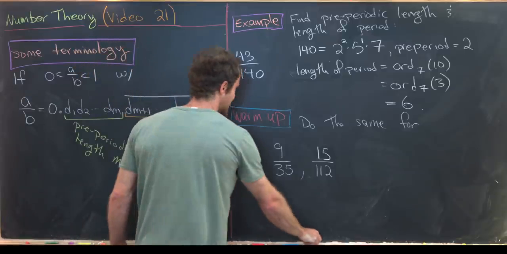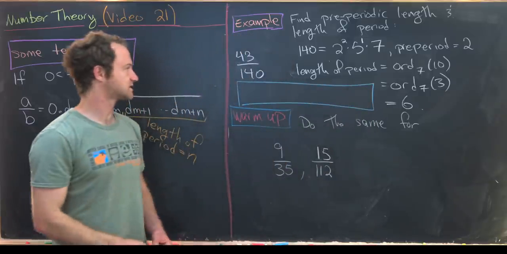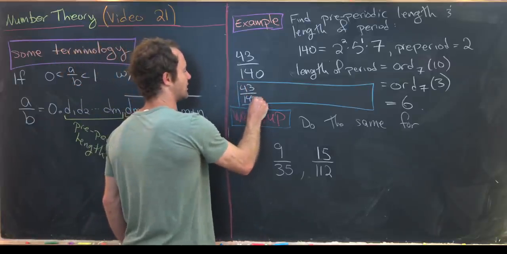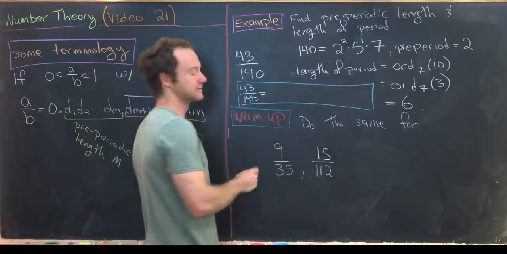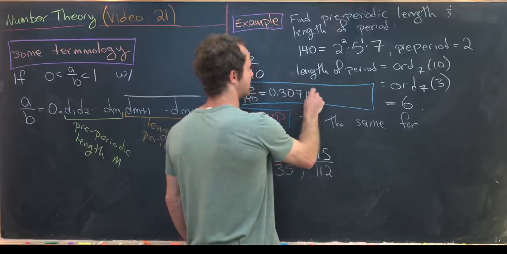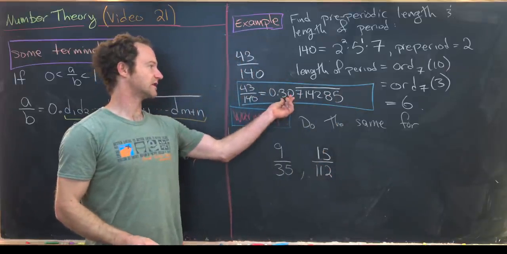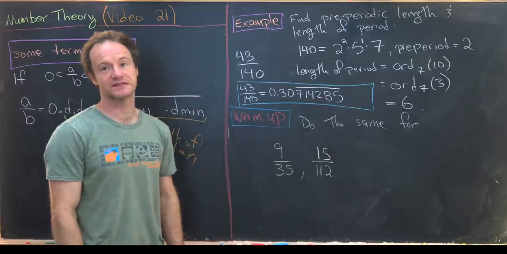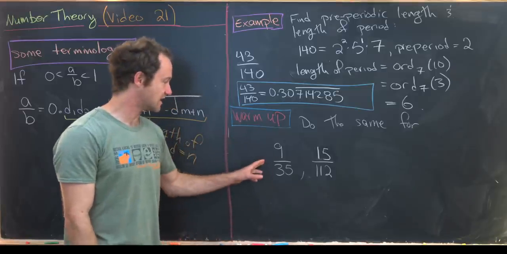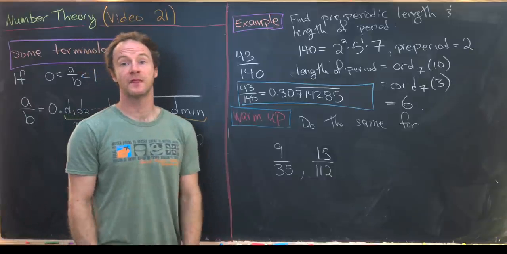Okay, then maybe to finish this example off, we could check that this works by looking at the decimal expansion of this. And in fact, 43 over 140 has decimal expansion 0.30714285, and then that repeats. So we've got a pre-period of length 2, and then it's periodic of length 6. And then as maybe a nice warm-up exercise, let's do the same kind of thing for these two rational numbers, 9 over 35 and 15 over 112. And that's a good place to stop.